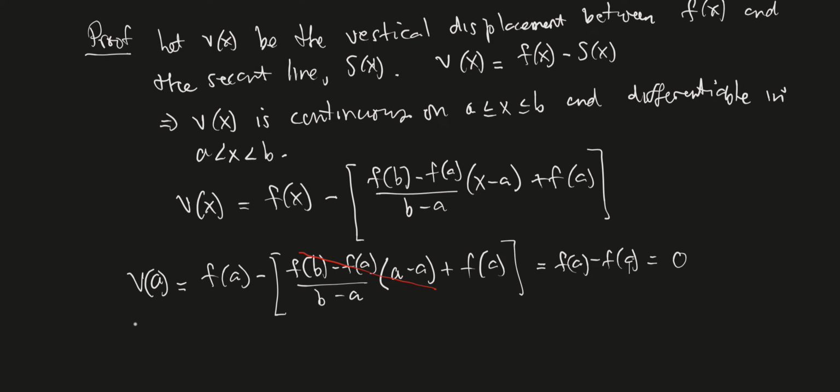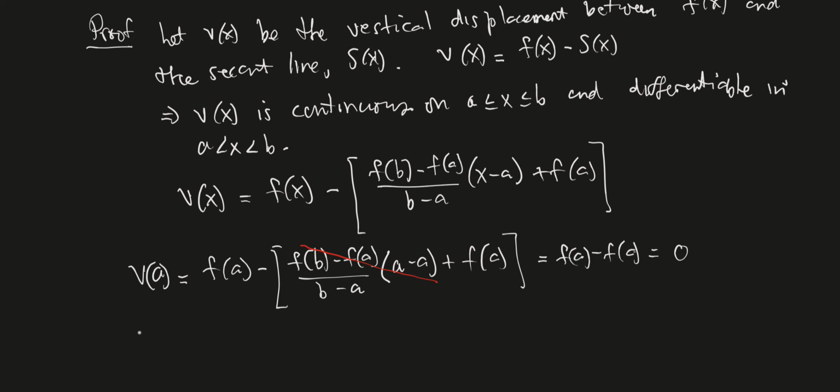But let's look at what happens at the other endpoint as well. So v of b would be f of b minus, and wherever there's an x, we're going to plug in b. Again, this coefficient is just the slope of the secant line, so that stays there.